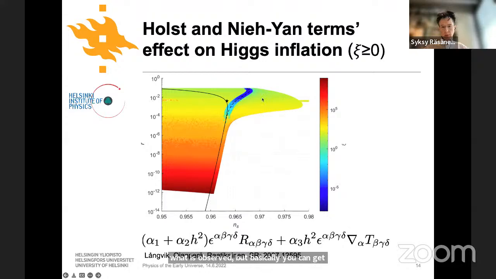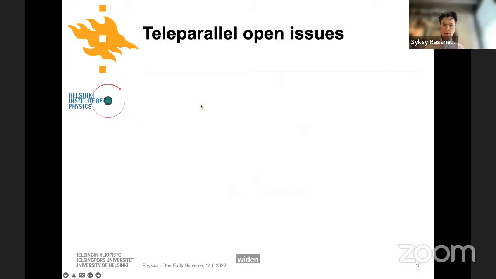So this means that the predictions of Higgs inflation then are not unique. They widen up. And let me say a few words. That was all in the Palatini. Let me say a few words about teleparallel.